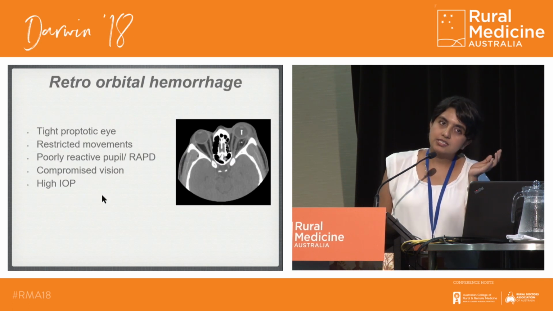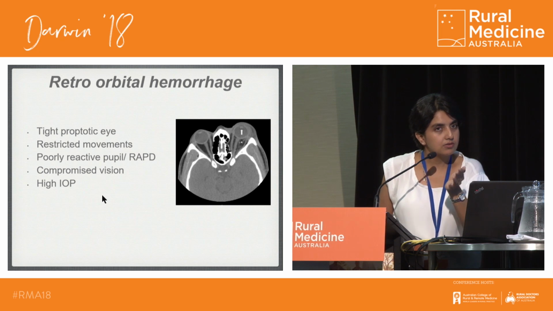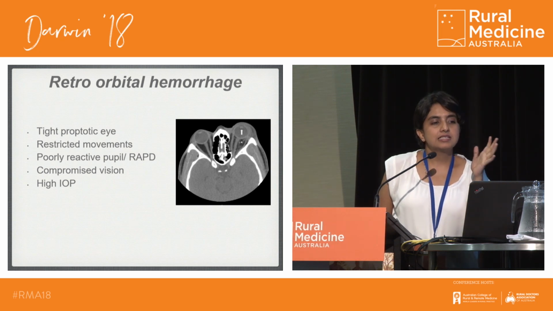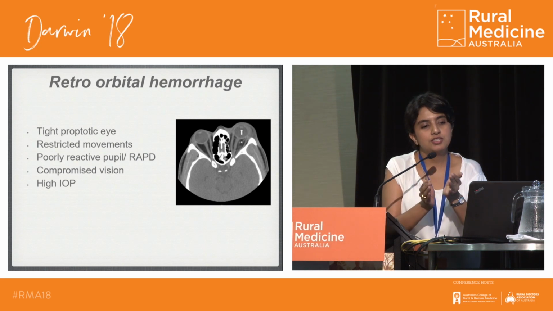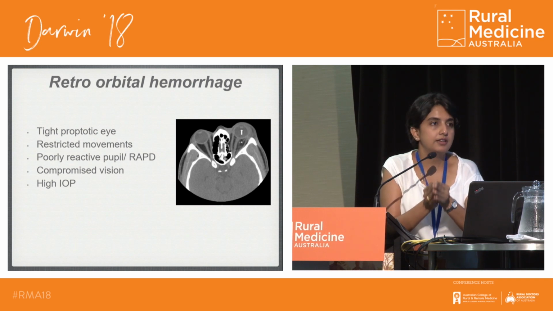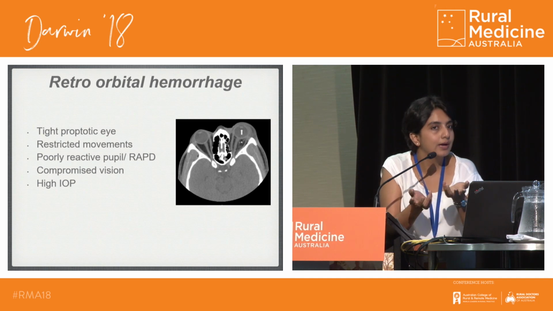Retroorbital hemorrhage is one of the consequences of a blunt trauma and an orbital fracture. So managing retroorbital hemorrhage is probably the heart of my talk, because it can be a vision-threatening condition, and we can do things that can save vision with quite simple procedures.